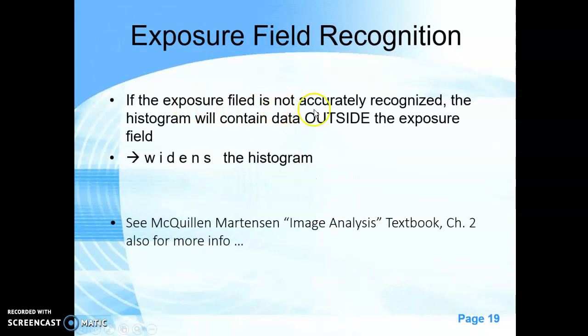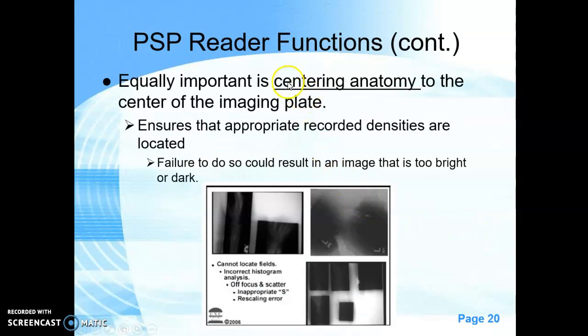Now, if the exposure field is not accurately recognized, the histogram is going to contain data outside of the exposure field, which widens the histogram. I would suggest to you to pull out your old image analysis textbook from McQuillan Martinson and refer to Chapter 2, which talks a little bit more about this. Additionally, what's also important with the CR reader is to center your anatomy on the plate. Not doing so, again, could result in a histogram analysis error, an image that is too bright or too dark. Further, you are never to place more than one image on a plate at the same time.